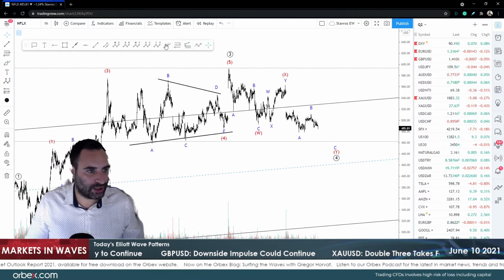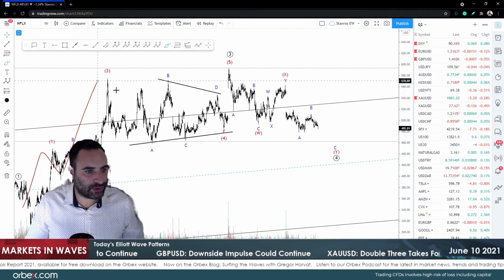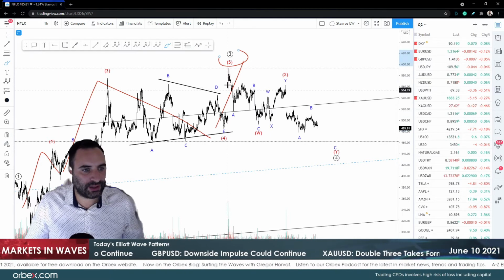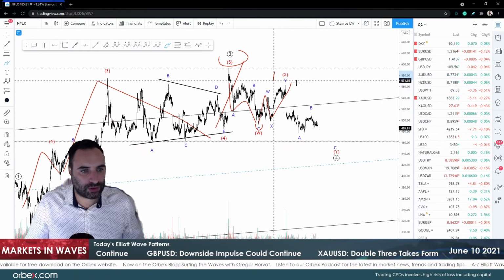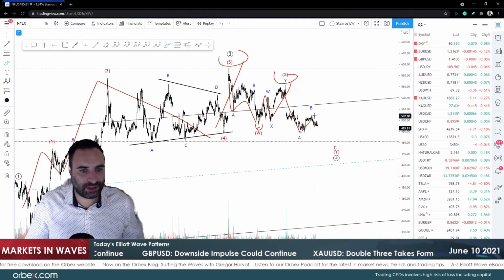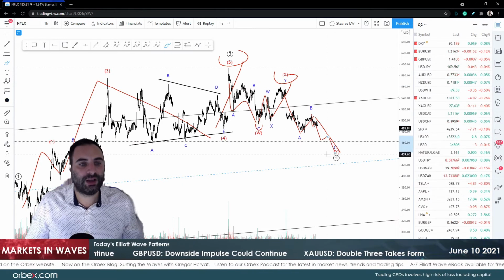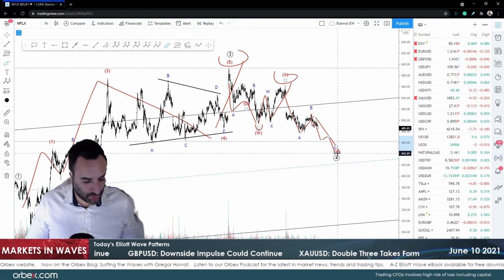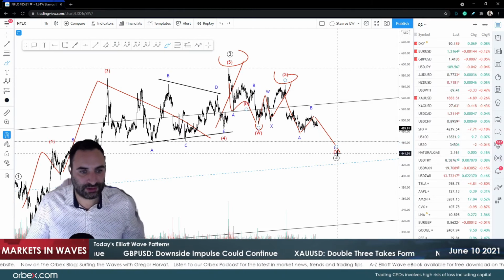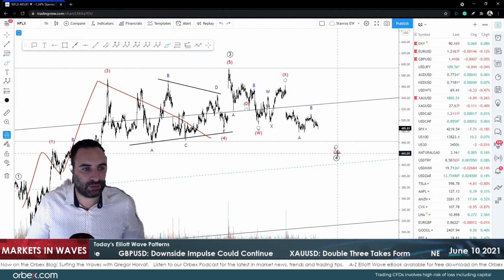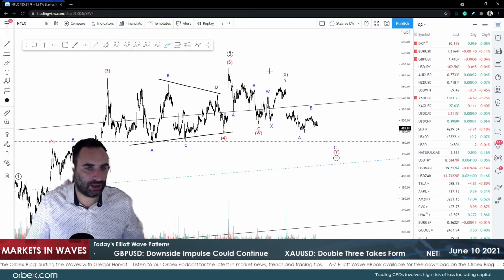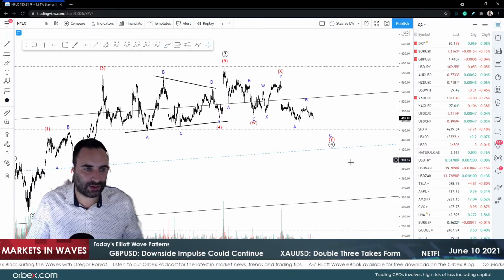Okay, as you can see, we've had a clear 1, 2, 3, 4 triangle and 5 in 3. ABC for W, WX and Y for X, A, B, I'm expecting C. So we've done 1 and 2, I'm expecting 3, 4, and 5. So we've got 1, 2, 3, 4 waves, 3 waves left, okay? And we're going to be done with this. I mean, this is at least my main scenario, okay?